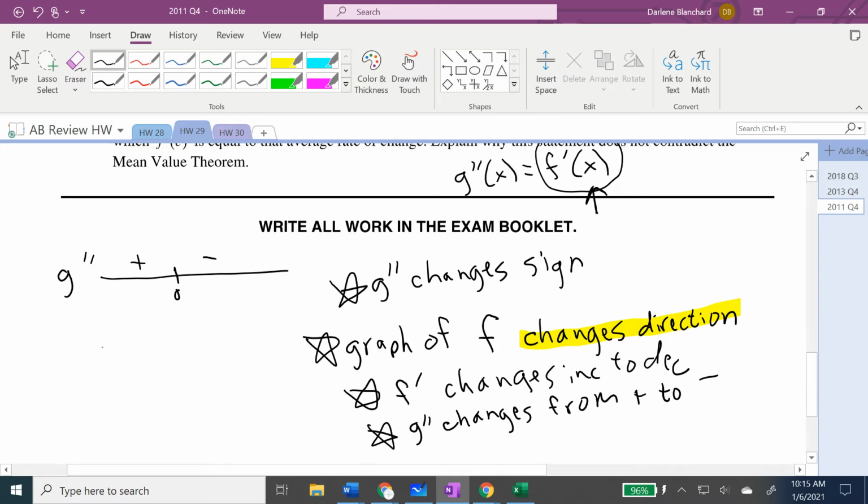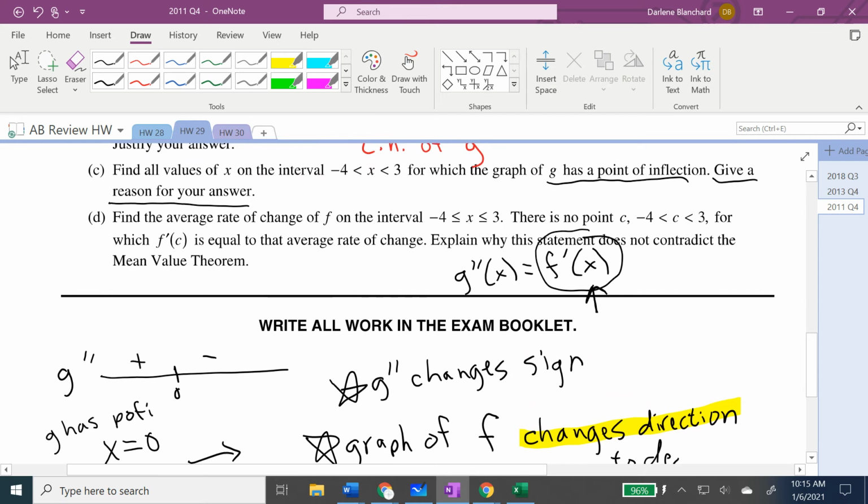And at that point, all you need to do is say that it has a point of inflection at x equals 0. And I'm just going to write P of I to shorthand it. And then your because is any one of these stars. All right. Then we're moving on to the next part. That was C. We're moving on to D.